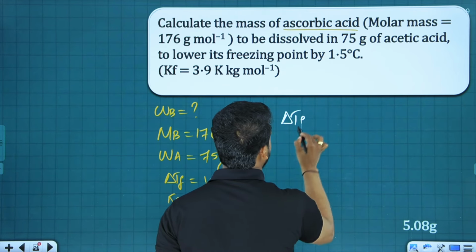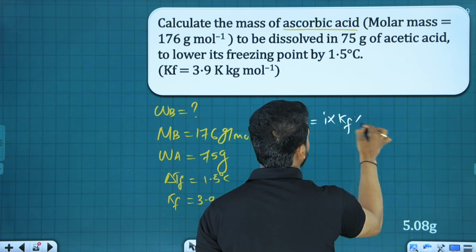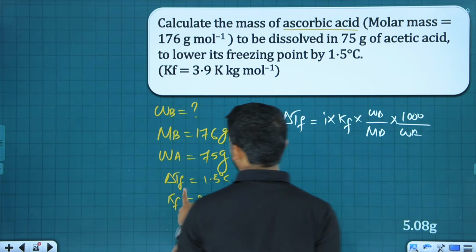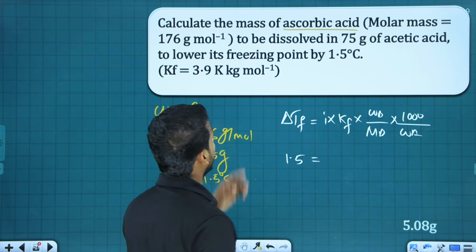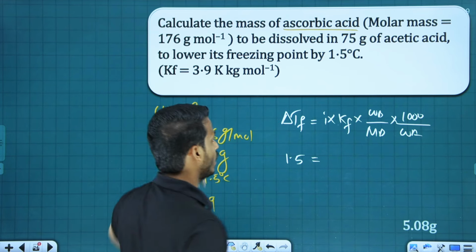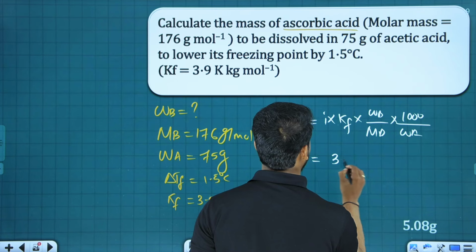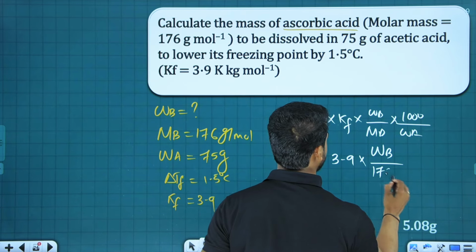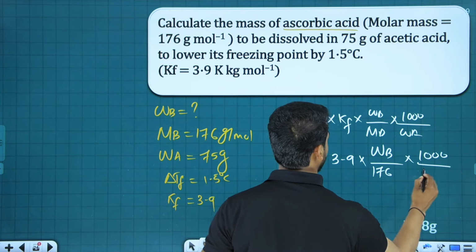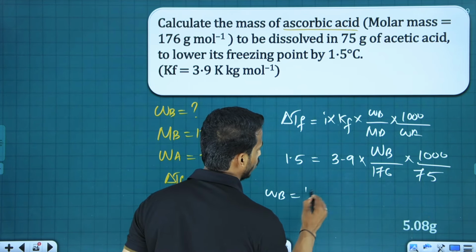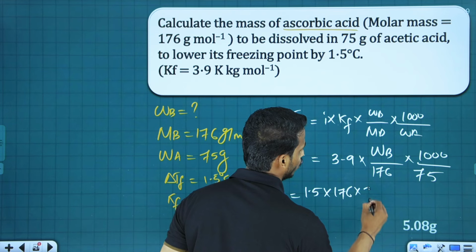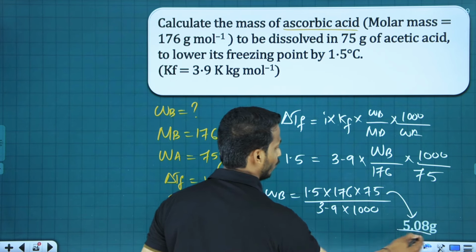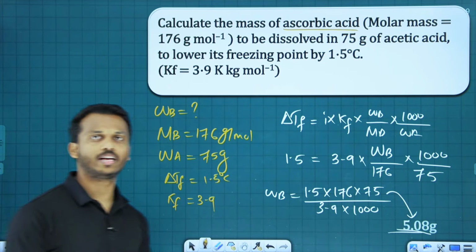Delta TF is equal to I into KF into WB by MB into 1000 divided by WA. Delta TF is 1.5. For ascorbic acid the I value is 1. KF is 3.9, WB is to be calculated, MB is 176, into 1000 divided by weight of solvent 75. So WB is equal to 1.5 into 176 into 75 divided by 3.9 into 1000. Check it, all of you. Around 5.08 gram we can get.